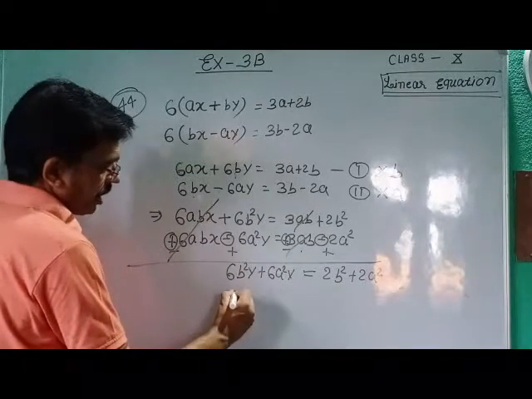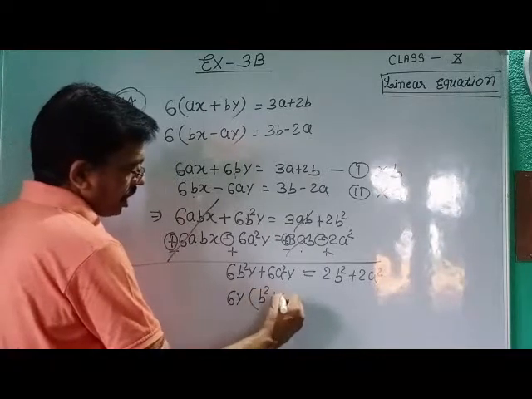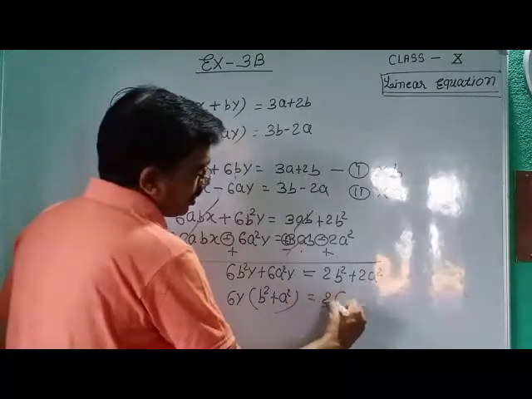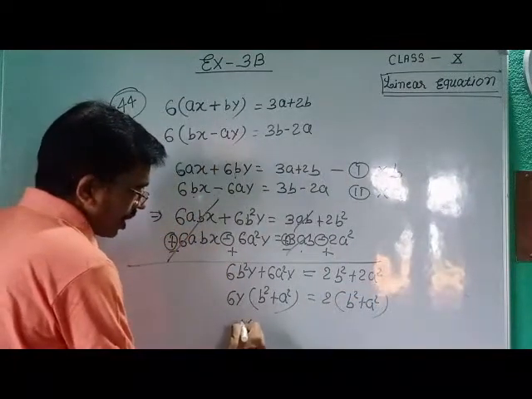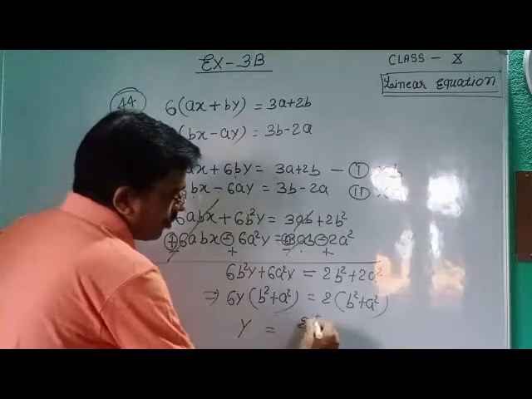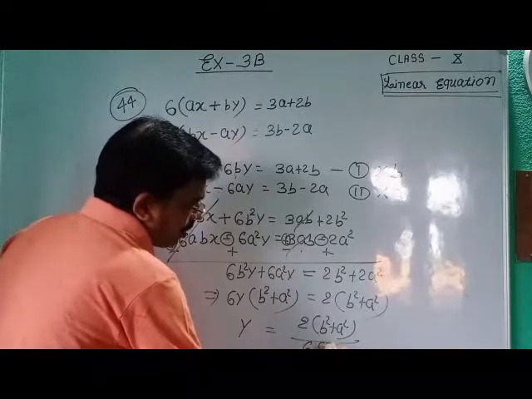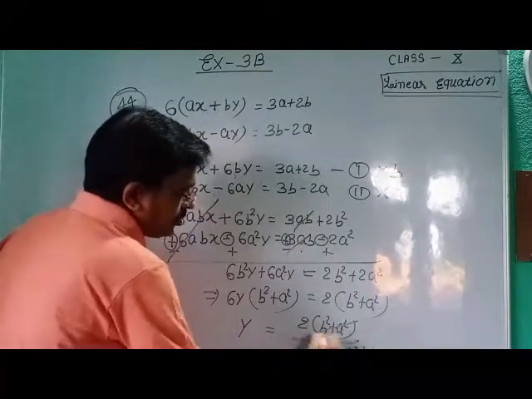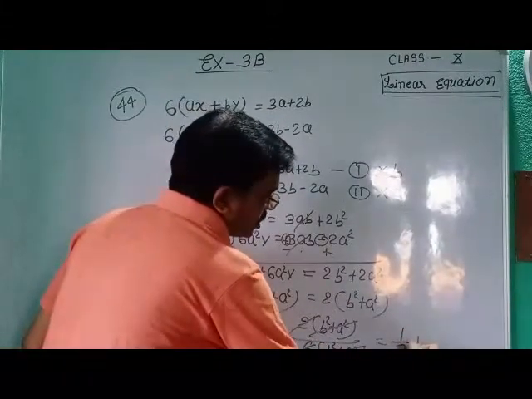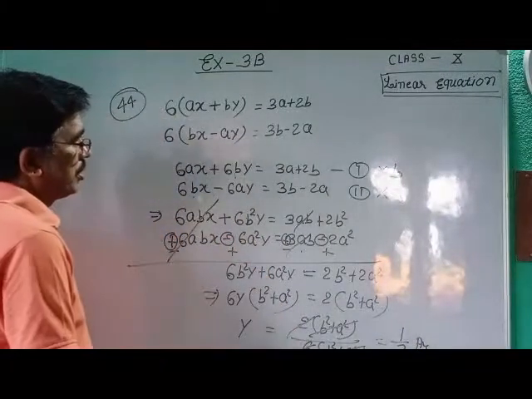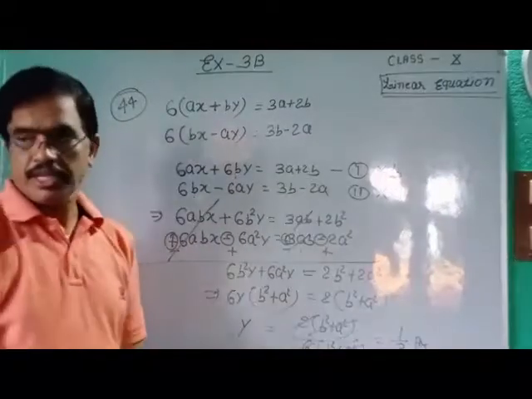Here common, take 6y. What is b² plus a²? Here common is 2(b² + a²). So what is the value of y? Write y = 2(b² + a²) / 6(b² + a²). This b² + a² is cancelled, and 2 by 6 gives 1 by 3. That means the value of y is 1 by 3. It is the answer. The y is 1 by 3.